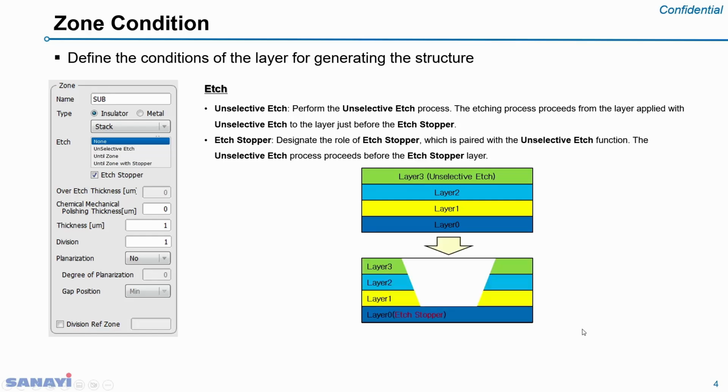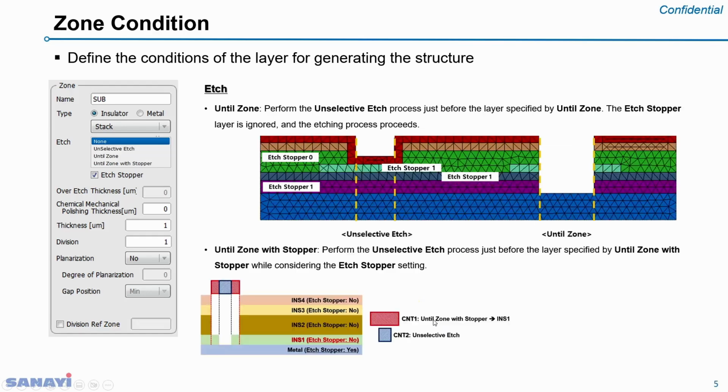Therefore, the result will be generated like this. The next one is until zone. It is convenient to think of the until zone function as a slightly more powerful etching process compared to the unselective etch. Even if there is a layer set as an etch stopper between the layers designated as until zone, the etching process is unconditionally performed.